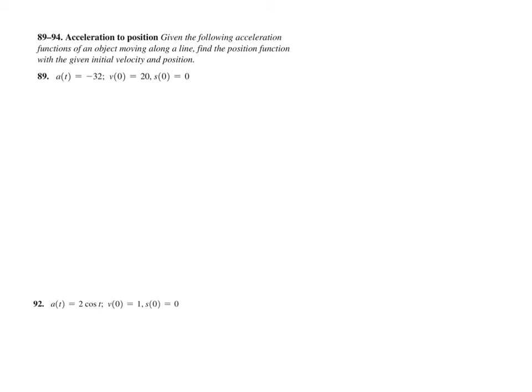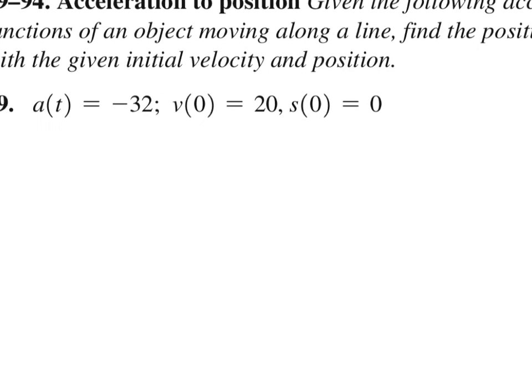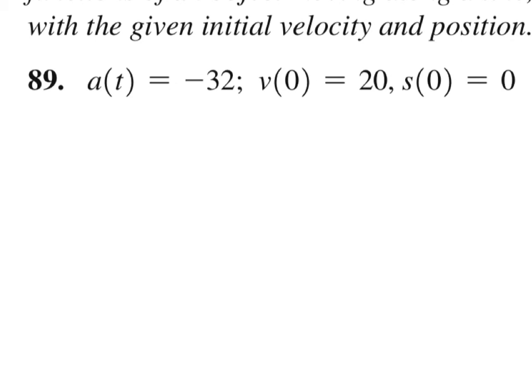The last problem I want to do is to repeat that same process, but to go from acceleration to position. Now remember, acceleration is the second derivative, so we're going to have to do that twice. We're given an acceleration function, and then we're given a point on my velocity function, and then a point on our position function. So I'm going to go ahead and get started with this. If I wanted to find my velocity function, then I would take the antiderivative of my acceleration function, which is just negative 32 dt.